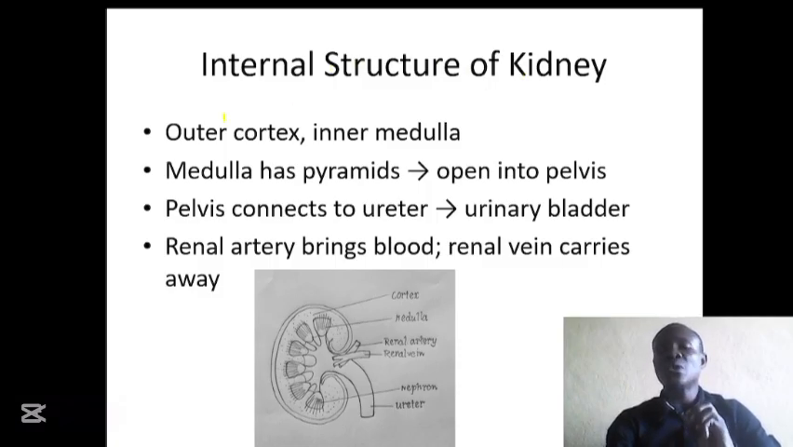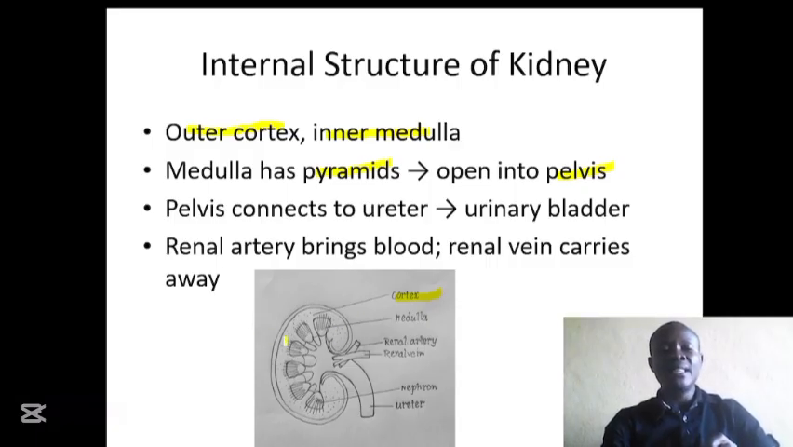The kidney consists of two parts. We have the outer cortex, also called the cortex, and we have the inner medulla, also called the medulla. The medulla has a pyramid shape that opens into the pelvis. As you can see on this slide here, this one is the cortex. That's why we call it the outer cortex. It is the one surrounding the kidney.